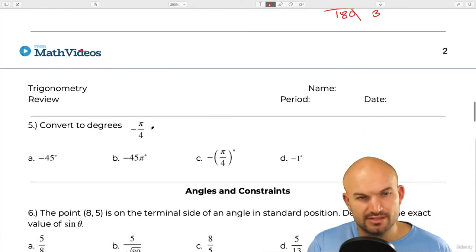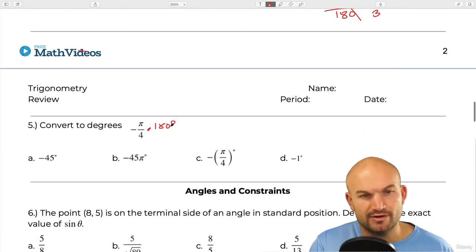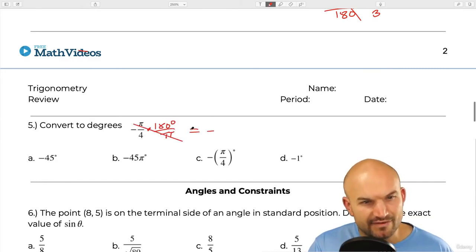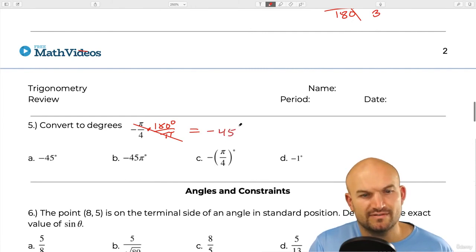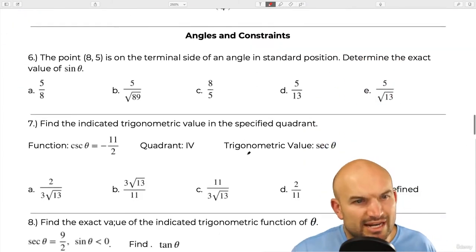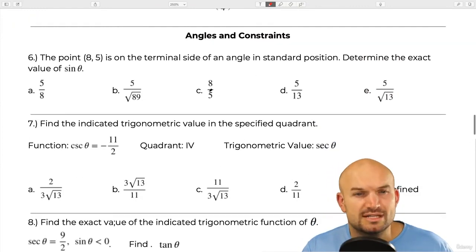Convert to degrees. All right, so then in this case, we're going to multiply by 180 degrees over pi. Those divide out, so you're going to be left with a negative. 4 goes into there 45 times. Definitely doesn't need a pi. So we'll go from there. The point is coterminal, or is on the terminal side of standard.